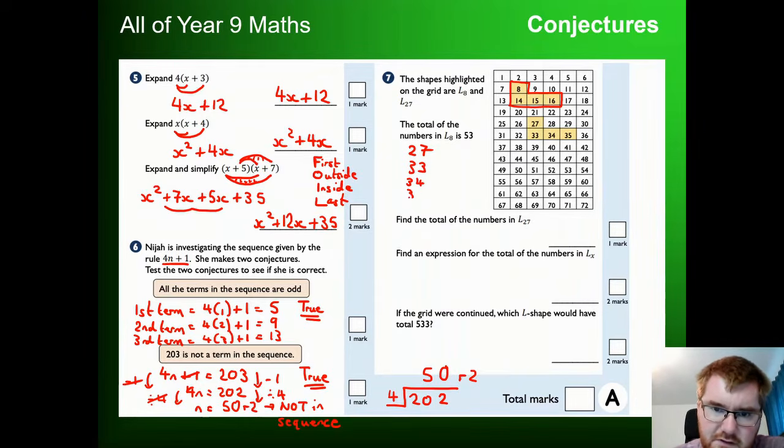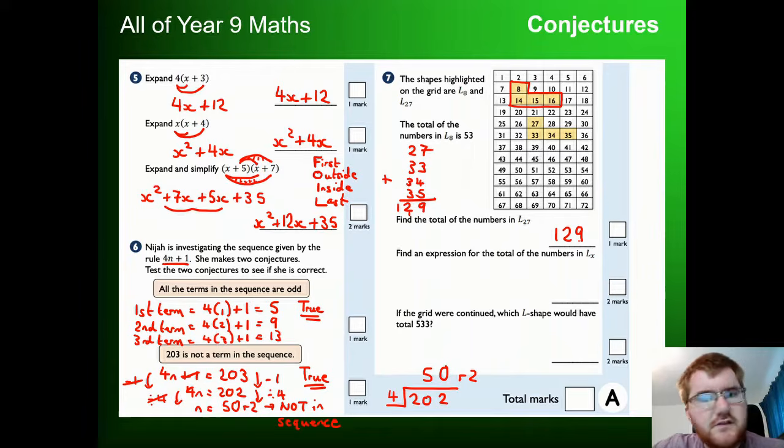So I'm going to do this old school. Who needs calculators? Let's just work it out. So 7 plus 3 is 10. 19, carry the 1. 9, 11, 12. So I get 129. Don't forget your basic addition and subtraction. It's also very useful. Find an expression, this is trickier, for the total of the numbers in Lx.